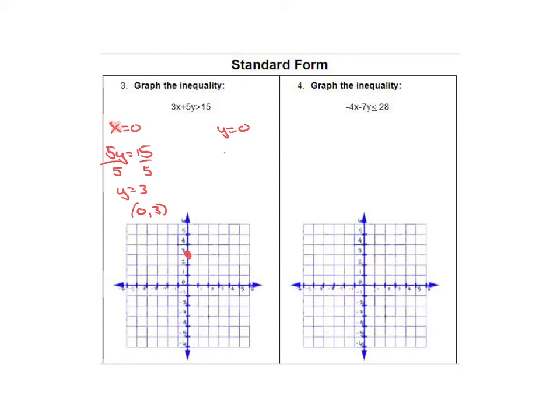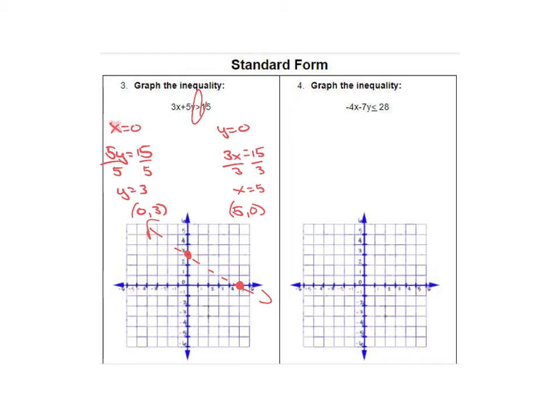If y is equal to 0, that means 3x is equal to 15, and we're going to divide by 3. So x is equal to 5. So we have (5, 0). And again, once we get these two points, we're going to be looking at the fact that this is not equal to, so we're going to want to draw with a dotted line.